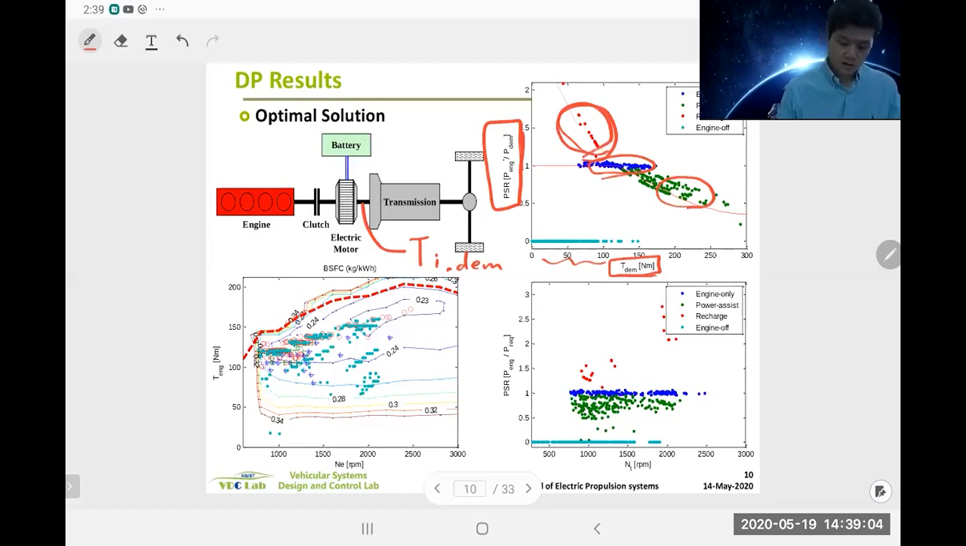But remember that input torque is strongly dependent on transmission gear. Because if the gear ratio changes, the torque input changes for the same power demand or power output, right? Because this is T omega.